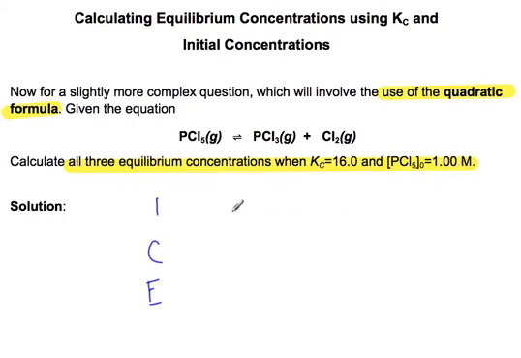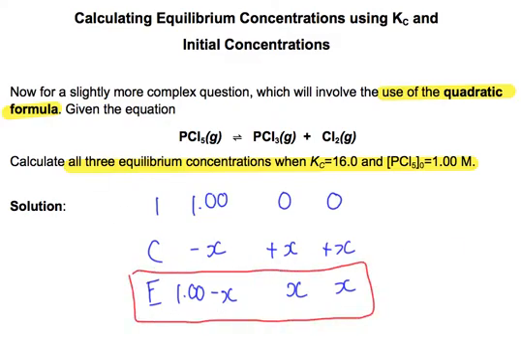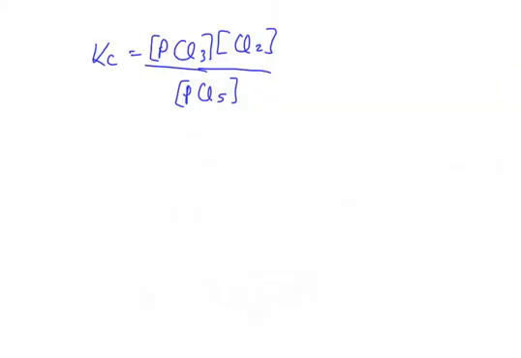So the initial concentration of PCl5 is 1 mole per liter, and 0 for our products as normal. Change here is going to be minus x. Change for our products is going to be plus x for both. And so at equilibrium we have 1.0 minus x for our PCl5, x, and x. So there we have our equilibrium concentrations, so we can plug them into an equilibrium expression. There's our equilibrium expression, and there's our plug and play.